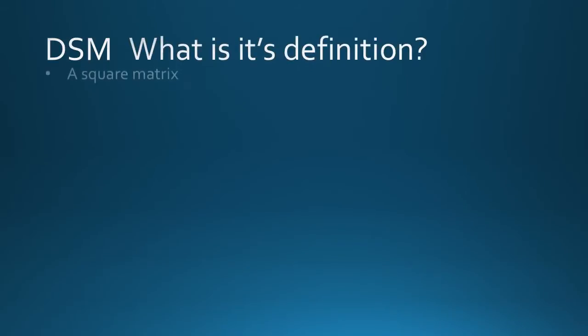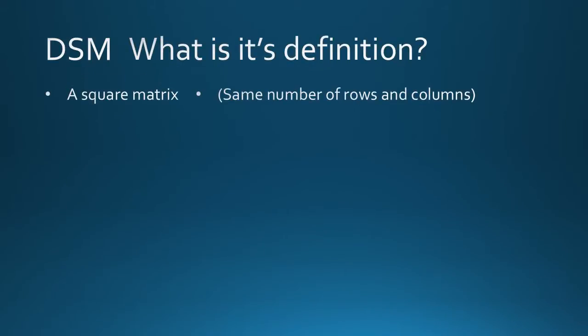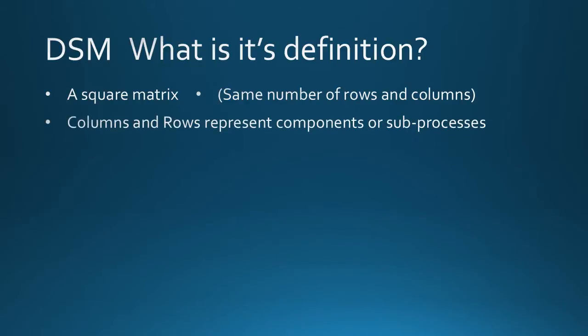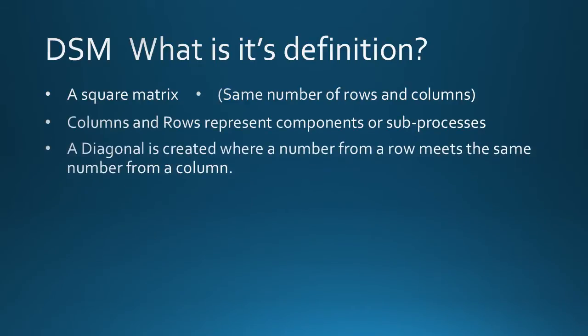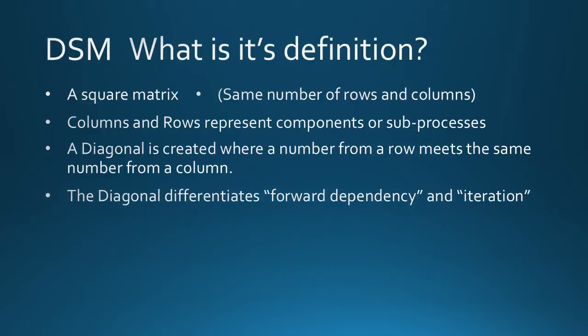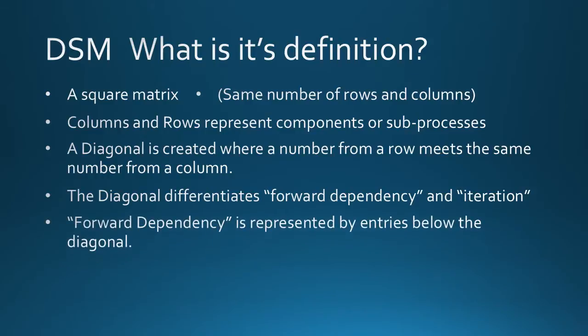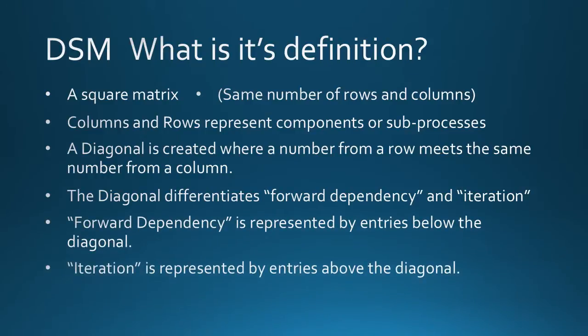So what is DSM? Well, it's a tool, and that tool is basically a square matrix with the same number of rows and columns. The columns and rows represent components or sub-processes, and a diagonal is created where a number from a row meets the same number from a column. There's a differentiation that the diagonal creates between forward dependency and iteration. Everything below is forward dependency, everything above is iteration. And entries are represented by X's or ones.